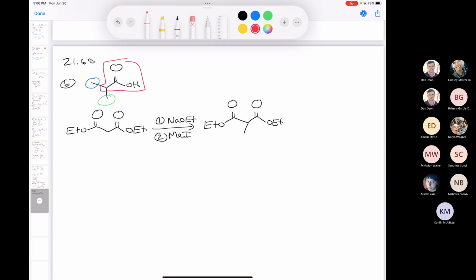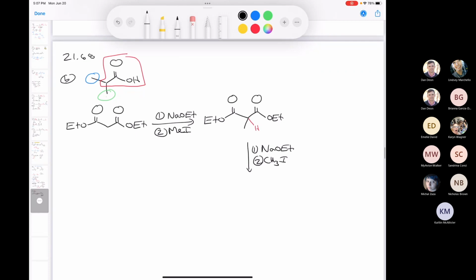But remember, we still have another enolizable proton here. So we can do the exact same sequence again. We're going to treat it with sodium methoxide, the first step, and then iodomethane again. I'm just going to write it a little bit differently this time. And now we have 2 methyl groups installed, right where I want them. 1 here, and 1 here, like that.